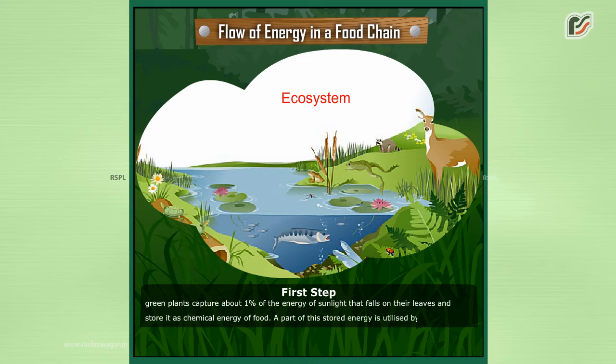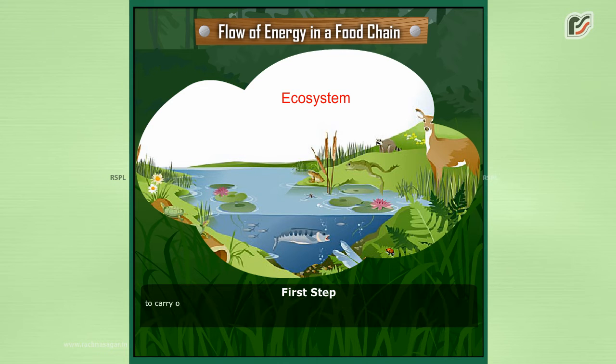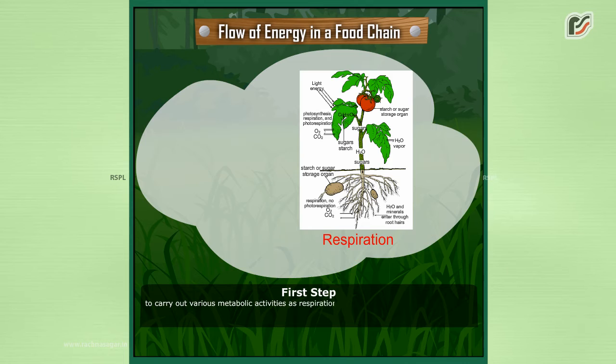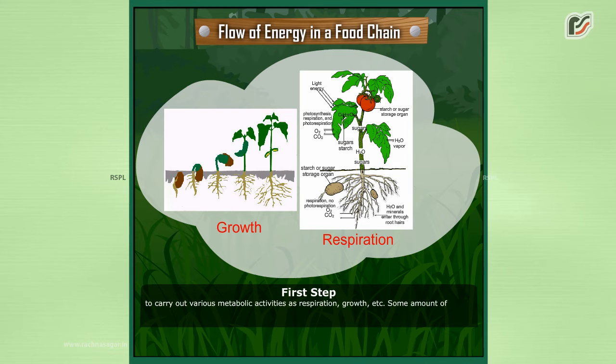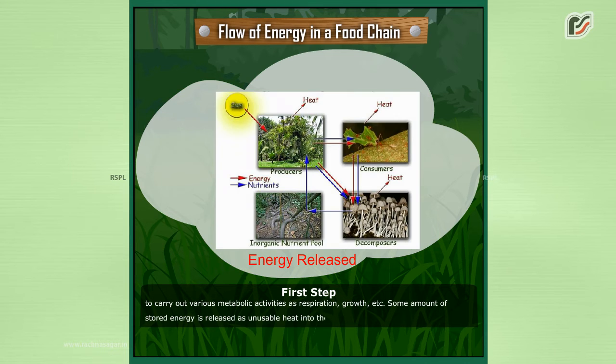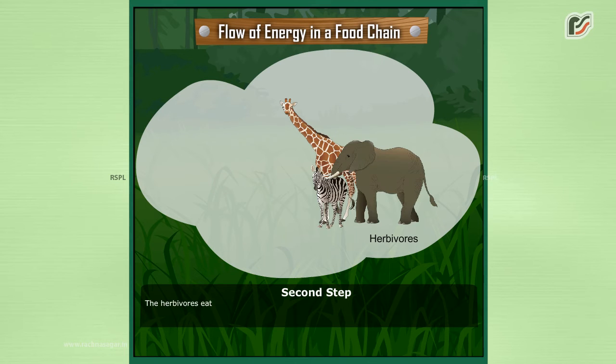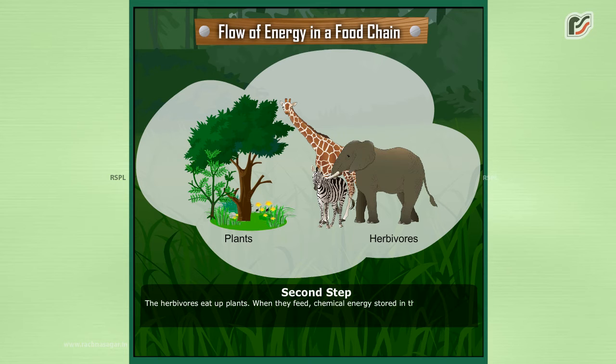A part of the stored energy is utilized by the plants to carry out various metabolic activities as respiration, growth, etc. Some amount of stored energy is released as unusable heat into the environment. Second step, the herbivores eat up plants. When they feed, chemical energy stored in the plant food is transferred to the herbivores. Just like the producers, a part of the energy available to herbivores is utilized to carry out various metabolic activities as respiration and growth. Some of the unutilized energy is released in the form of heat into the environment.